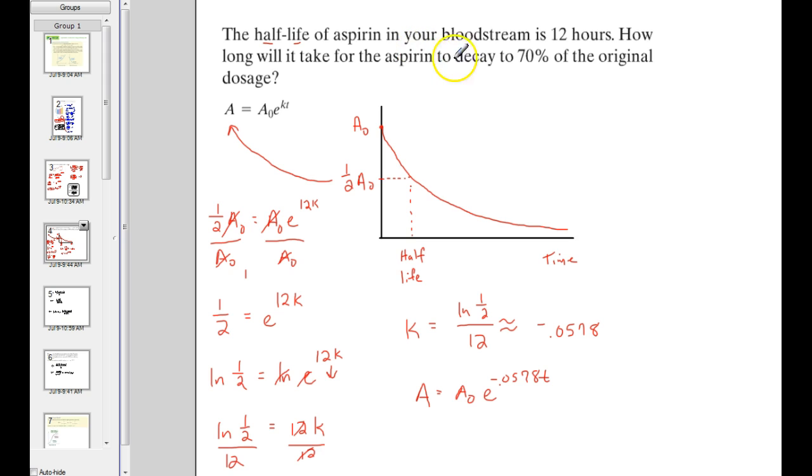But then it says, how long will it take for the aspirin to decay to 70% of the original dose? Well, that's A, so that's 70% of A0. So 0.70 times A0 equals A0 e to the negative 0.0578t. And now we're going to do the exact same thing that we just did, but now we're solving for the t instead of the k.